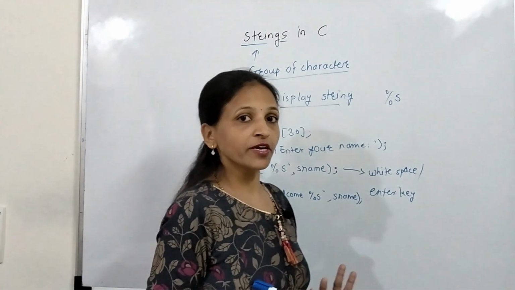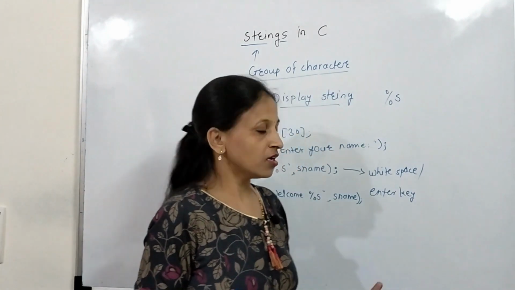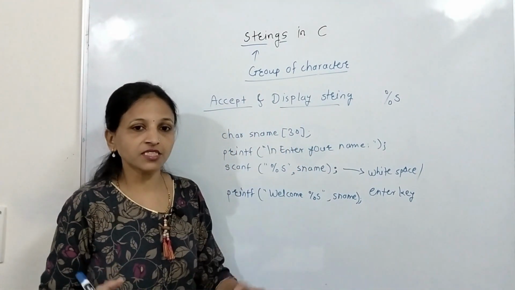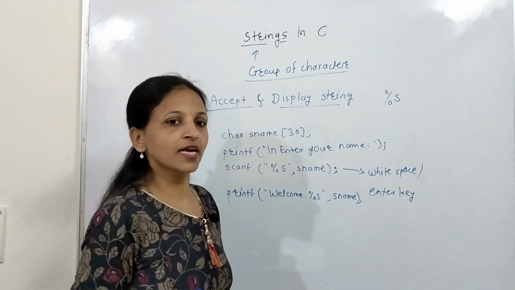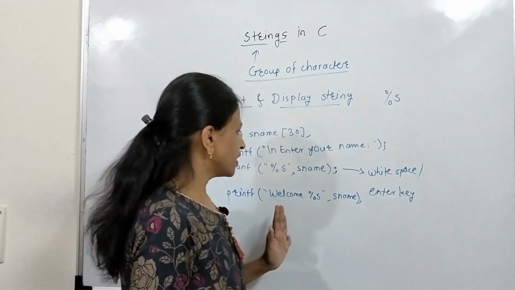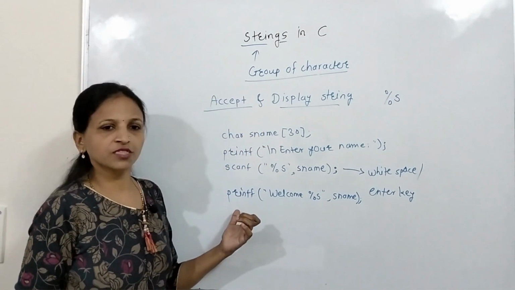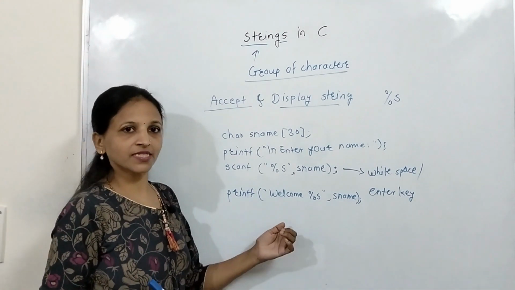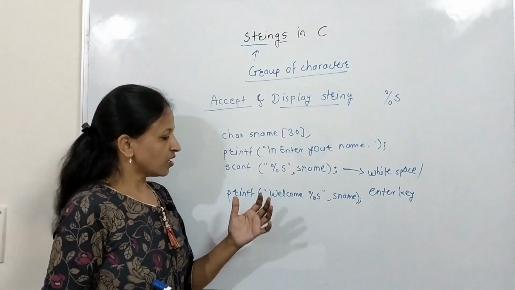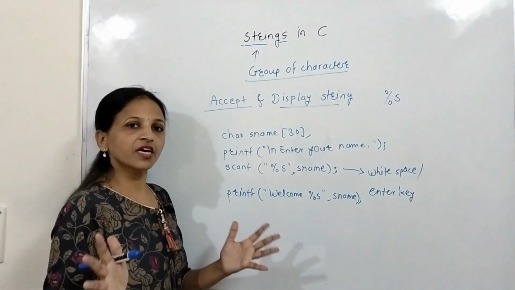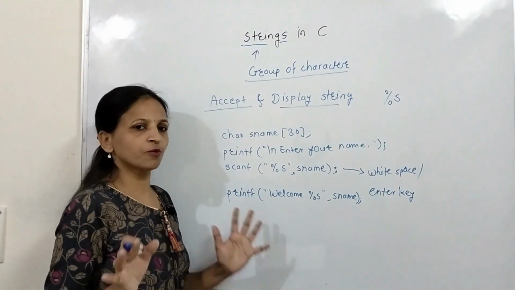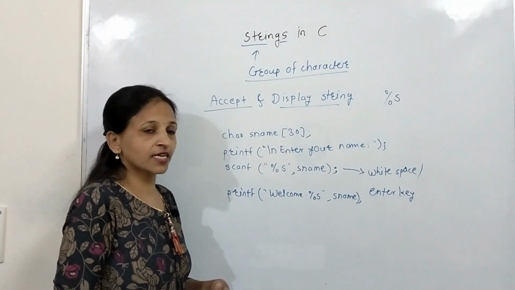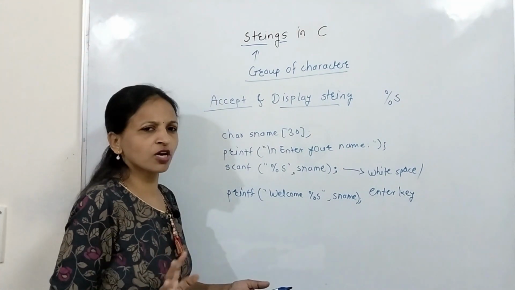Now here there is no restriction like with scanf. If any string has white spaces, that type of string is also easily displayed with the help of printf. No problem will be there. Using the %s format specifier with the printf function, we can easily display any type of string, with no restriction on whether the string has white space or not.